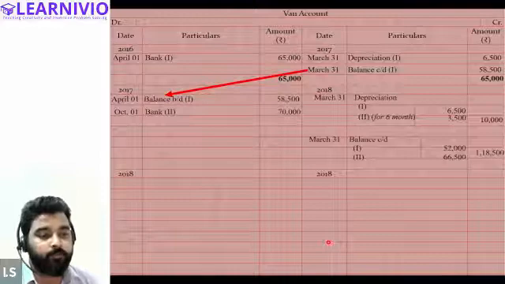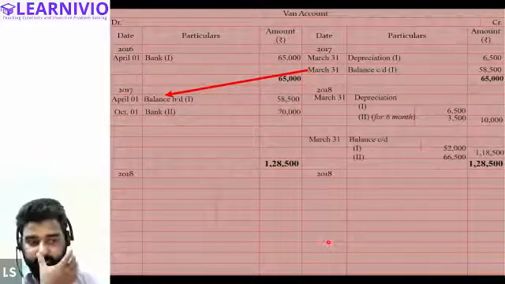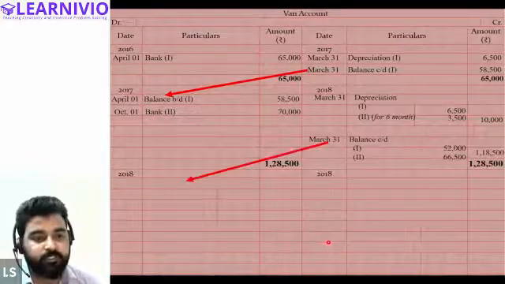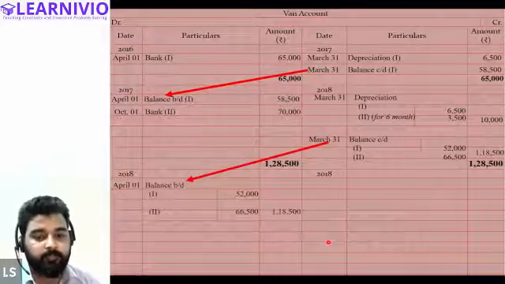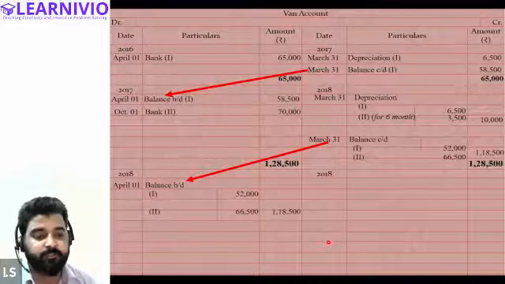1,18,500 is the final balance. Now we will carry forward 12,000 to the next year. The balance of the van will be 52,000, and for the second machine it will be 66,500.